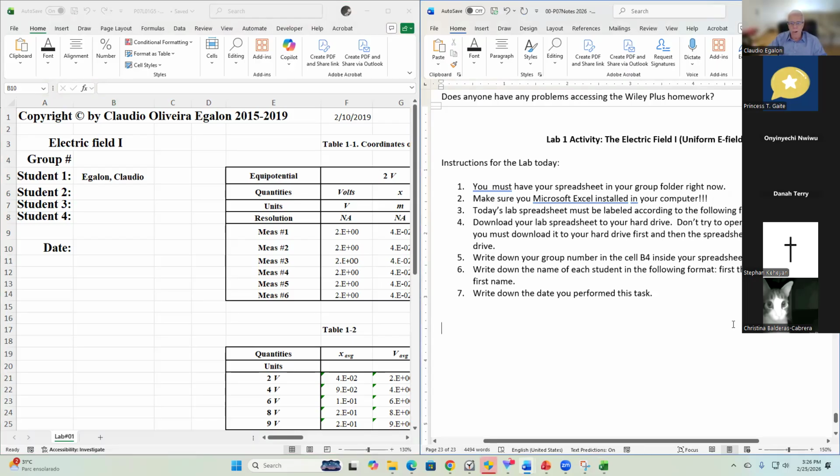Those are the first steps, and now we can start the experiment. What I'm going to do now is describe exactly how the experiment is performed. And I'm going to need another pad.